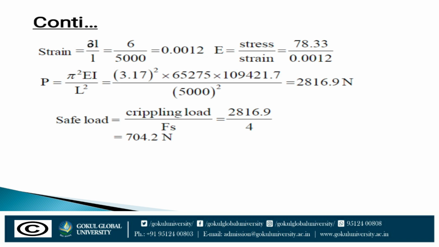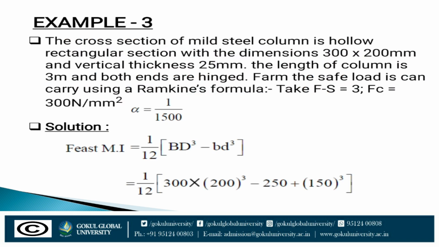Now we use Euler's formula pi square EI upon L square. We have all the values, so we can identify the P. Then we have to identify the safe load. Safe load has the equation crippling load divided by factor of safety. We have the factor of safety 4, so we can identify the safe load. Okay. Next, example number 3.